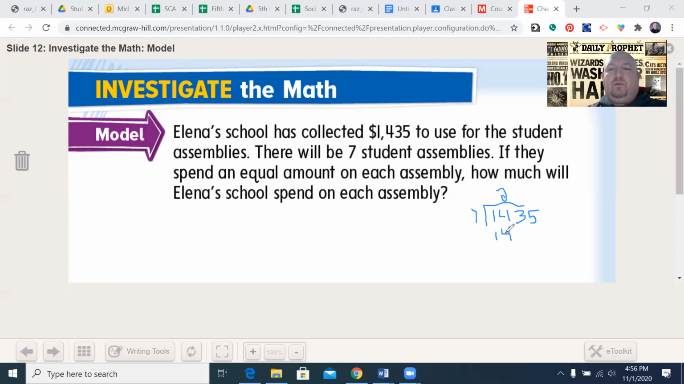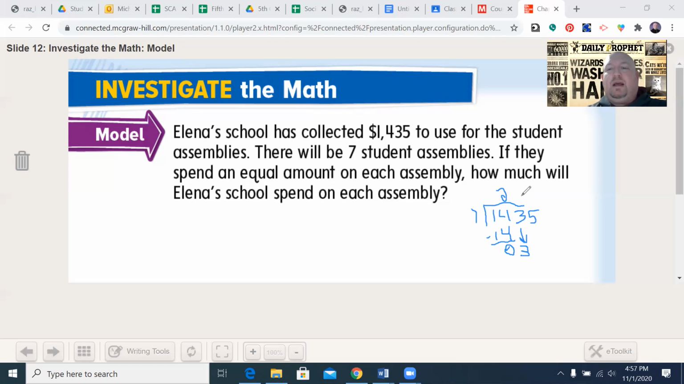So 7 times 2 is 14. I subtract, I get a 0. 0 is less than 7. I bring down and I have a 3. This is where we now get to having to use a 0 in the quotient. Will 7 go into 3? No, it won't. But this is a spot where I can't just say, okay, I'm going to bring down the 5 and go into 35, because that would leave me with a 25 as an answer.